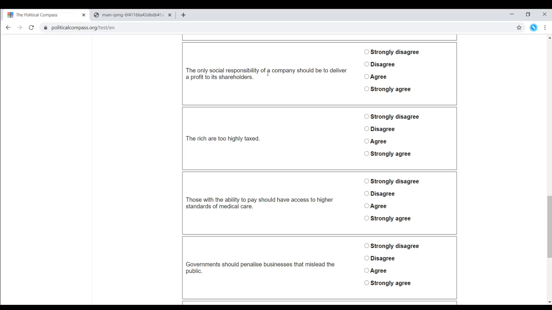The only social responsibility of a company should be to deliver a profit to its shareholders. I'm going to disagree. I believe that the primary social responsibility of a company is to deliver a profit to its shareholders. But I think companies should be ethical. I think that's a good Christian value to have, companies being ethical. And that is one regulation that I'm okay with, regulating a company by imposing good values into the company. So I'm going to disagree with that, but not strongly.